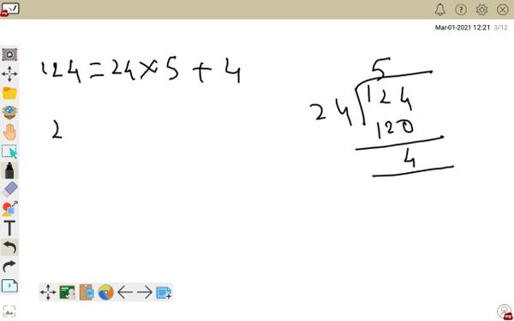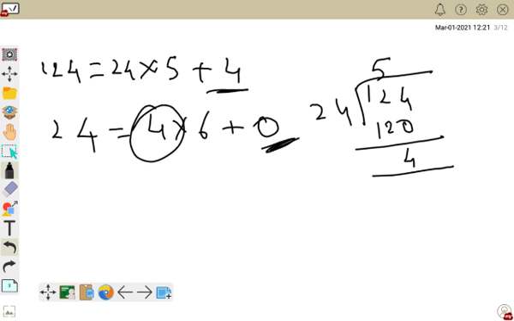So 24 is exactly divisible by 4. So 6 4s are 24. 4 into 6 is equal to 24 plus R becomes 0. So we have to stop when R becomes 0 and 4 is the HCF. So we will move on to the next question.